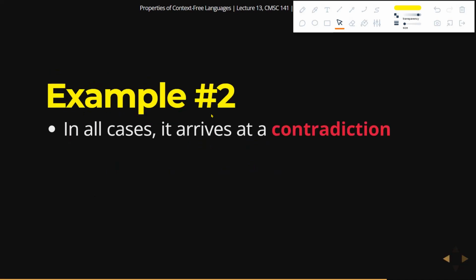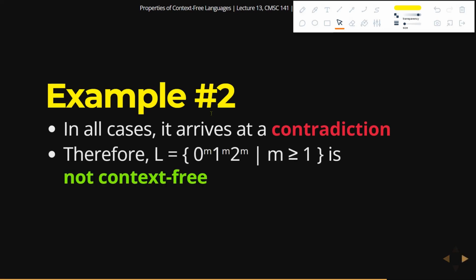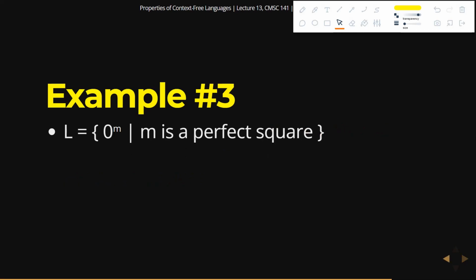So in all 5 cases, we showed that it arrives at a contradiction. Therefore, we have proven that the language 0^m 1^m 2^m is indeed not context-free. The explanation for this one is pretty similar to the explanation in case 2 of example 1, so it's pretty straightforward. And finally, we have our last example.